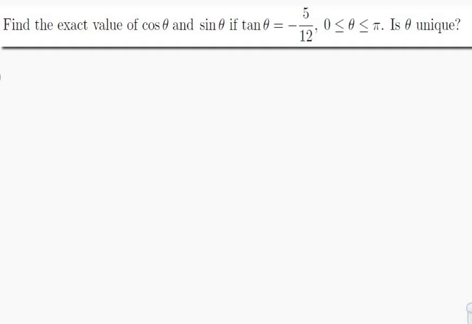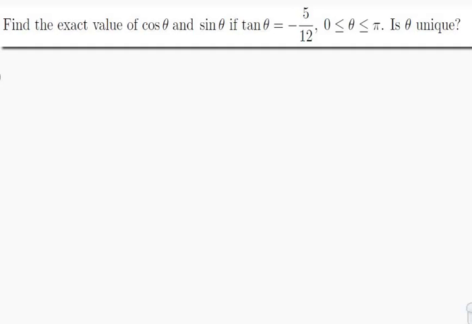Our question is, find the exact value of cos theta and sin theta if tan theta is equal to minus 5 on 12, and 0 is less than or equal to theta, which is less than or equal to pi. Is theta unique? When I solve this kind of problem, I always find it's easiest to think in terms of an angle that's less than 90 degrees, so I can put it in a right-angled triangle.